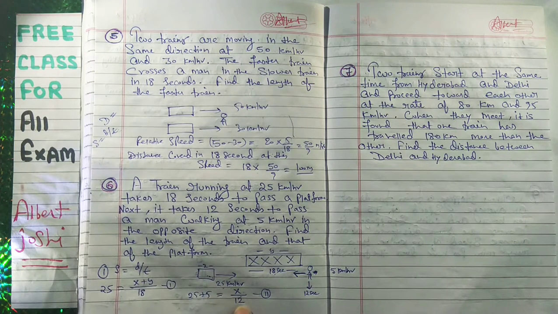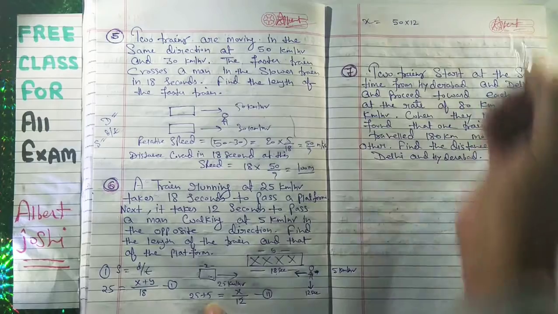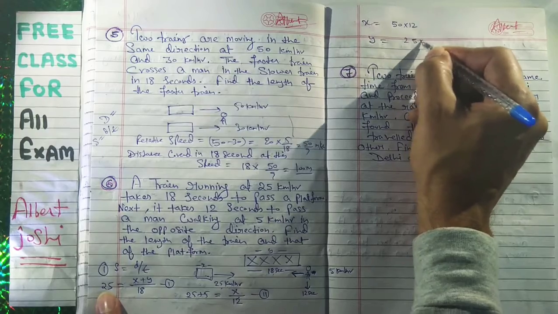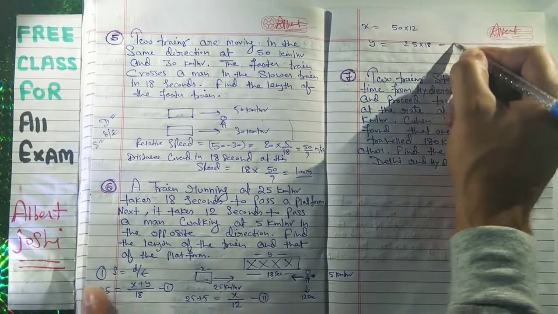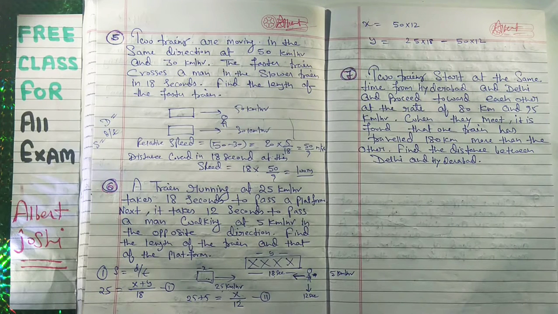So that is 30 into 12. Okay, so your x is 30 into 12. And if you put this value here, then your y will be 25 into 18 minus x, minus x meaning 30 into 12. Very simple, so you have to do the simple calculation. After the simple calculation you will get the answer, and your answer will be 25 meter.